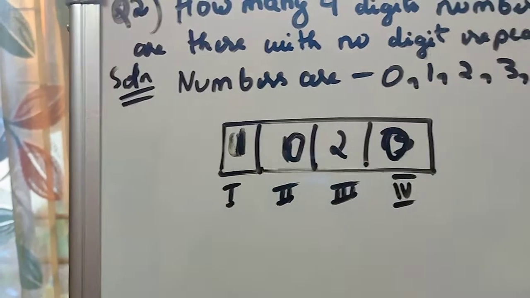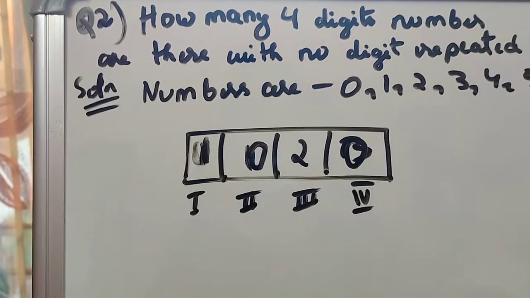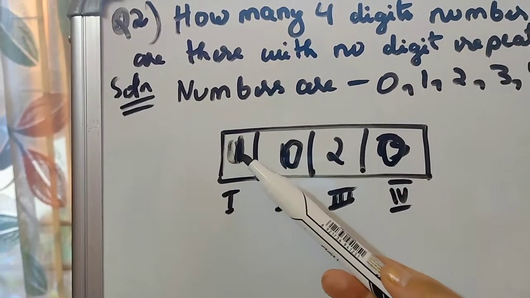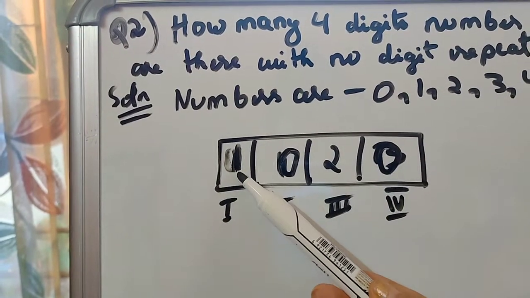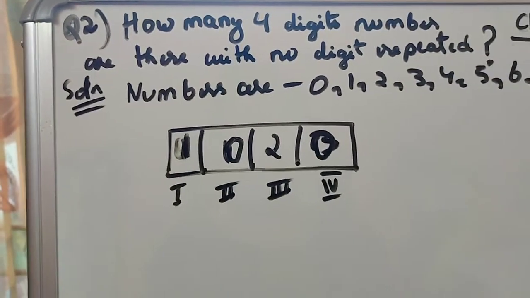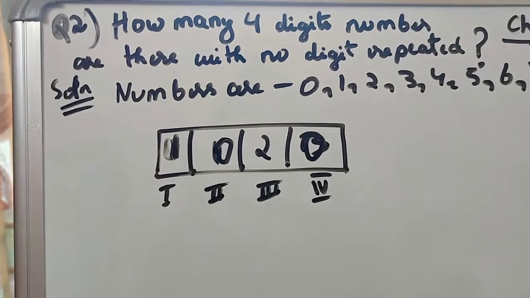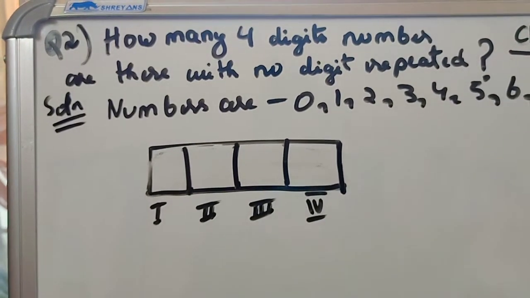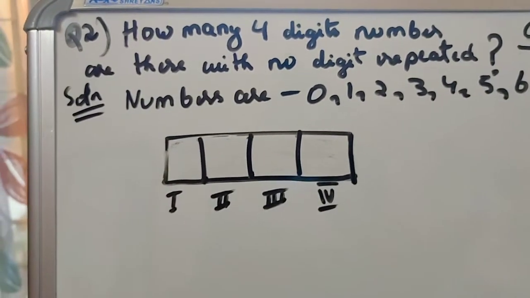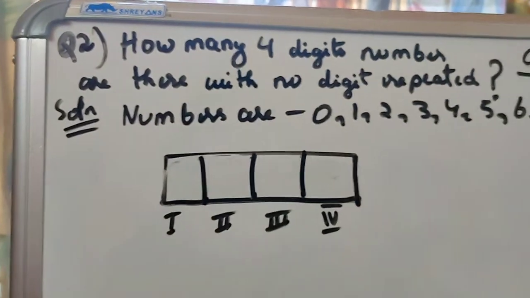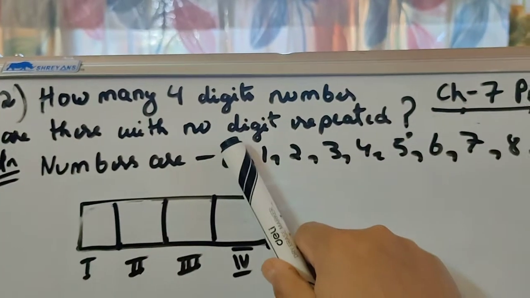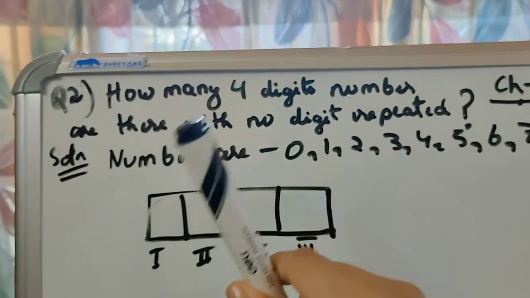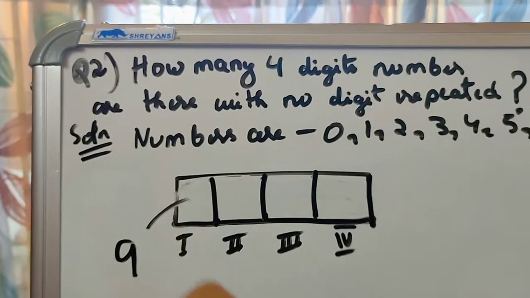Or if here it is 0, then this will also give you a 4-digit number. But in the first place, that is your 1000 place, for a 4-digit number, if you keep 0, then it will behave as a 3-digit number. You must be very clear with that. Now, for the first place, in the 1000 place, I cannot use 0, so I will have numbers from 1 to 9. That means I can use only 9 numbers.